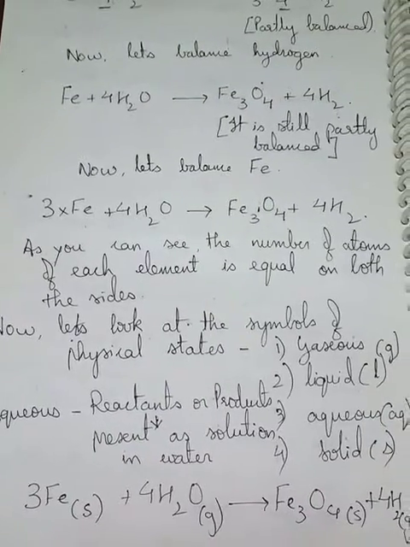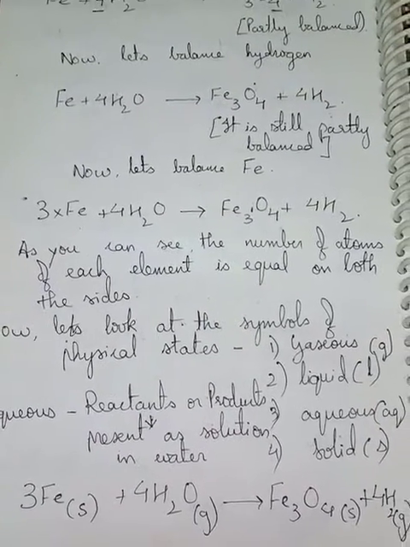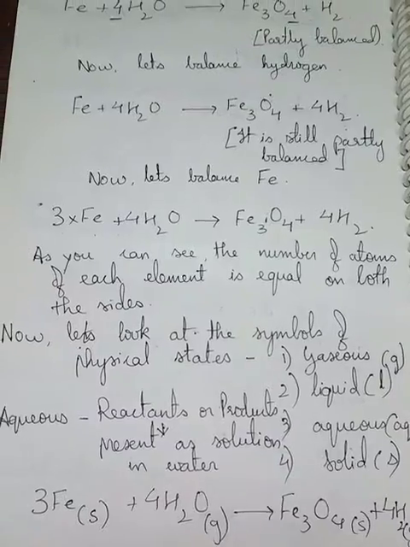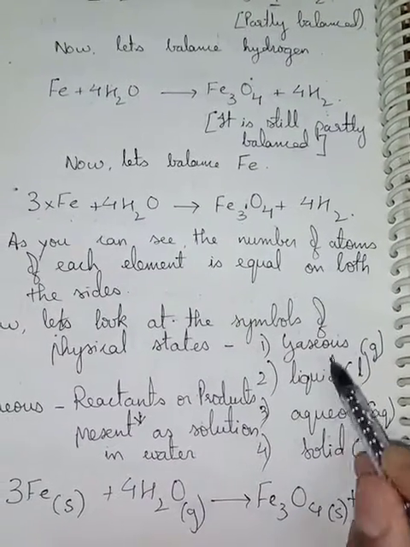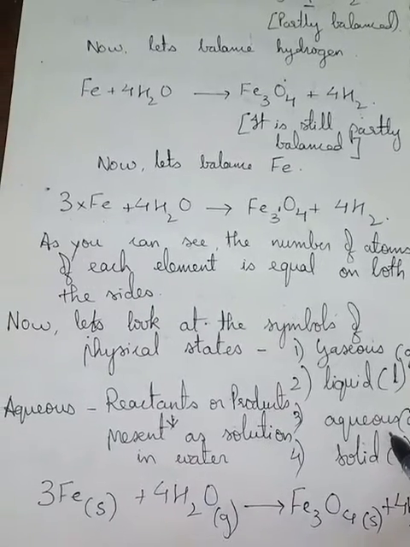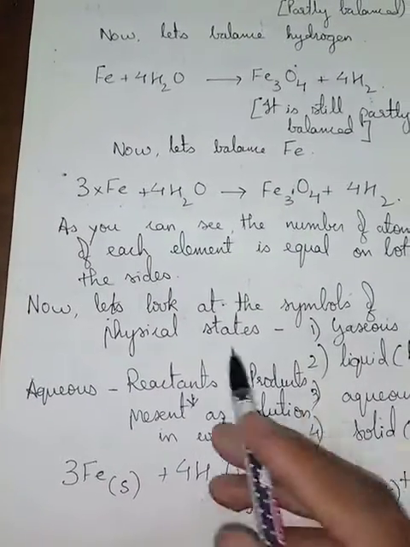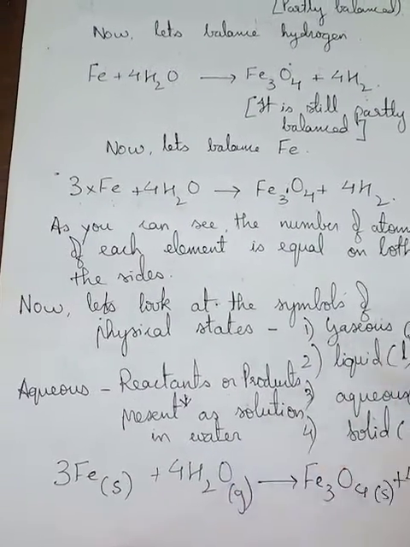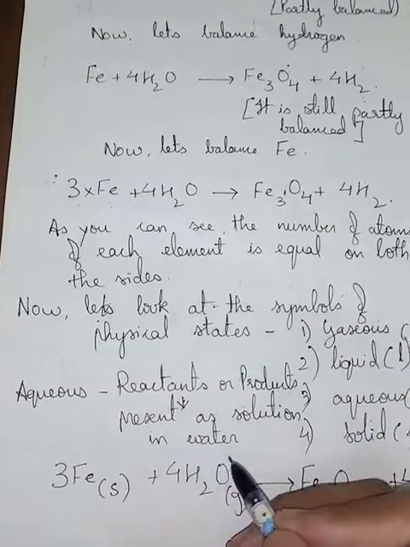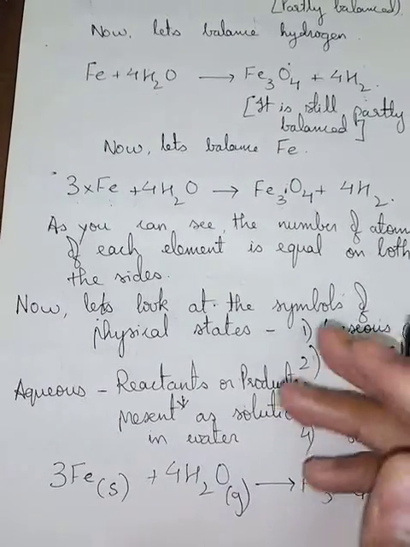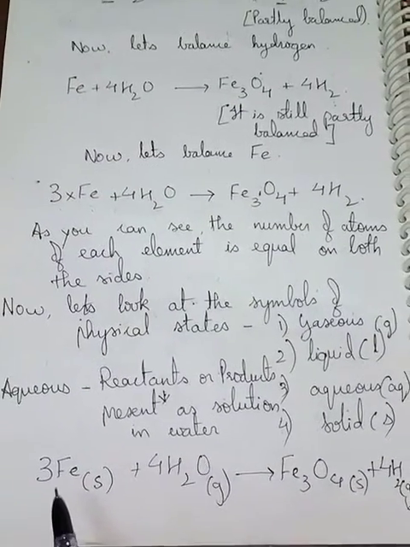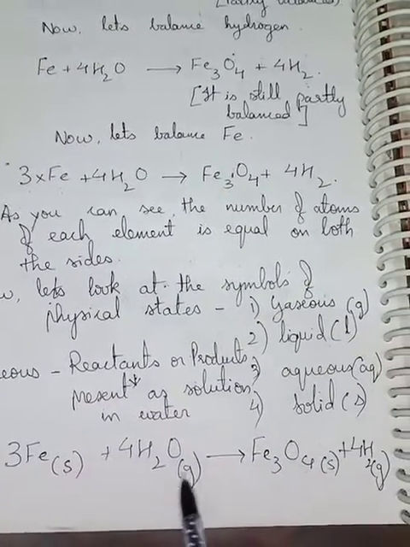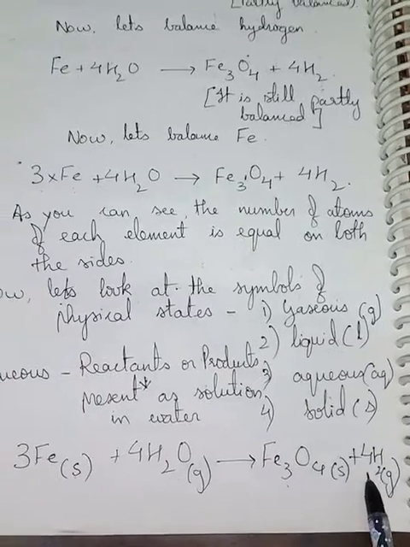So now let's look at the symbols of the physical states. We know the physical states like gas, liquid, aqueous, solid. Generally we hear solid, liquid, gas, but what is this aqueous? Have you ever wondered? Aqueous means that the reactant or product is present as a solution in water. For example, if you see in this reaction 3Fe plus 4H2O gives rise to Fe3O4 plus 4H2.